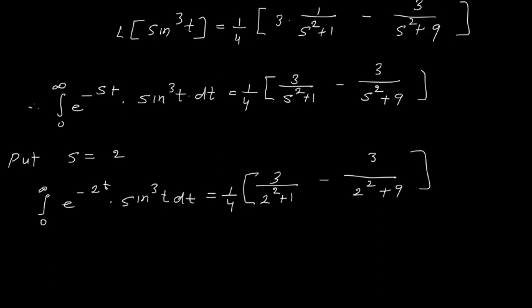So this is 1 upon 4. 3 upon 4 plus 1 is 5. So 3 upon 5 minus, this is 3 upon 4 plus 9, is 13.